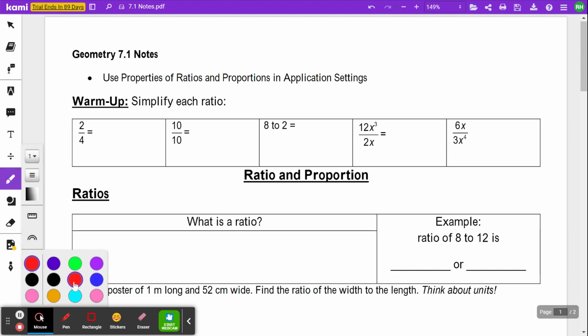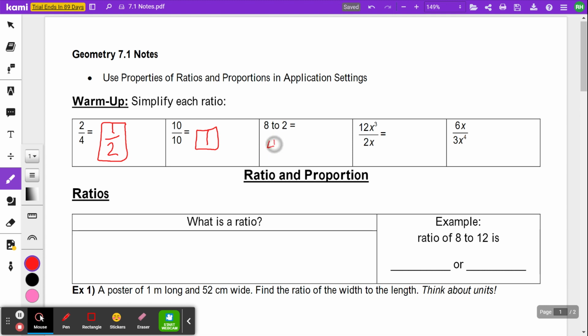As a quick little warm-up, just these top ones up here for simplifying, okay? So 2 over 4 obviously simplifies down to 1/2, right? So then 10 over 10 would be just 1, okay? Then 8 to 2 is another way to write a ratio rather than a fraction. So again, you're just simplifying what goes into both. So dividing both by 2 would give us 4 to 1, and that's just another way to write it side by side.